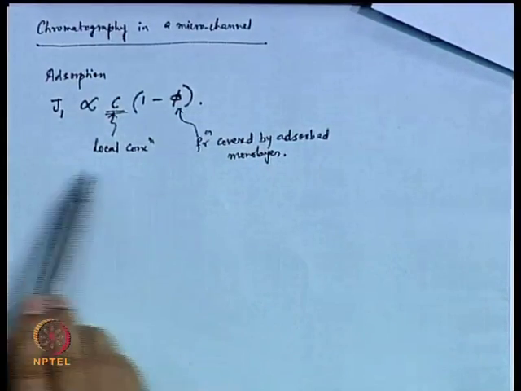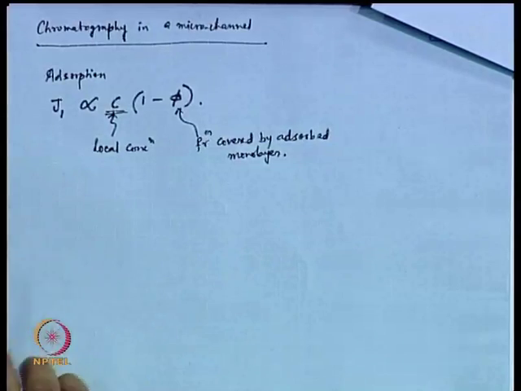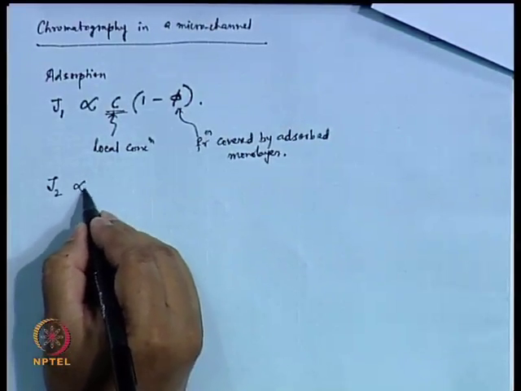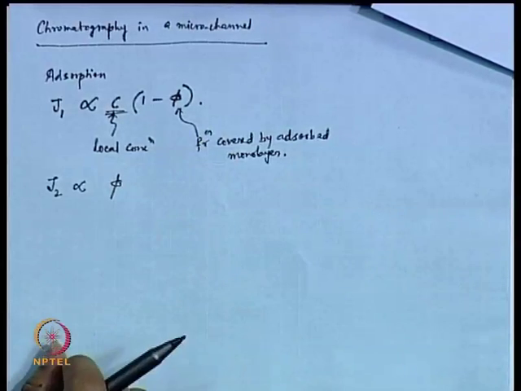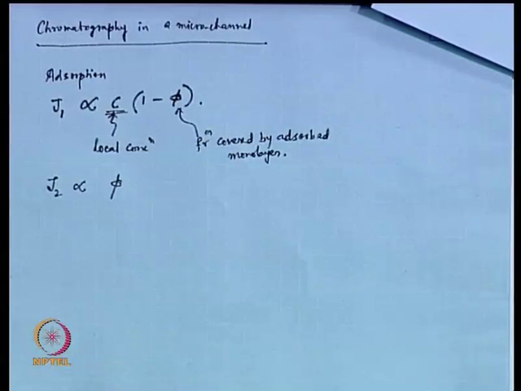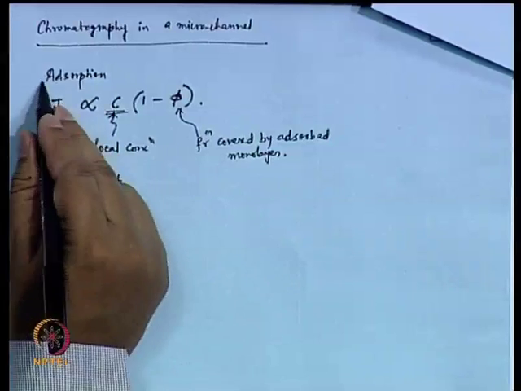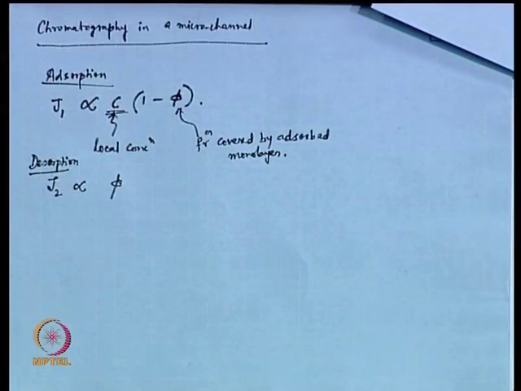So, you have a forward flux, which is called a forward flux. Similarly, there would be a backward flux, which would be proportional to phi alone. That means there would be a forward flux, which we refer to as adsorption, and the second one we can call desorption. The forward flux is the flux of molecules from the gas phase to the solid phase.